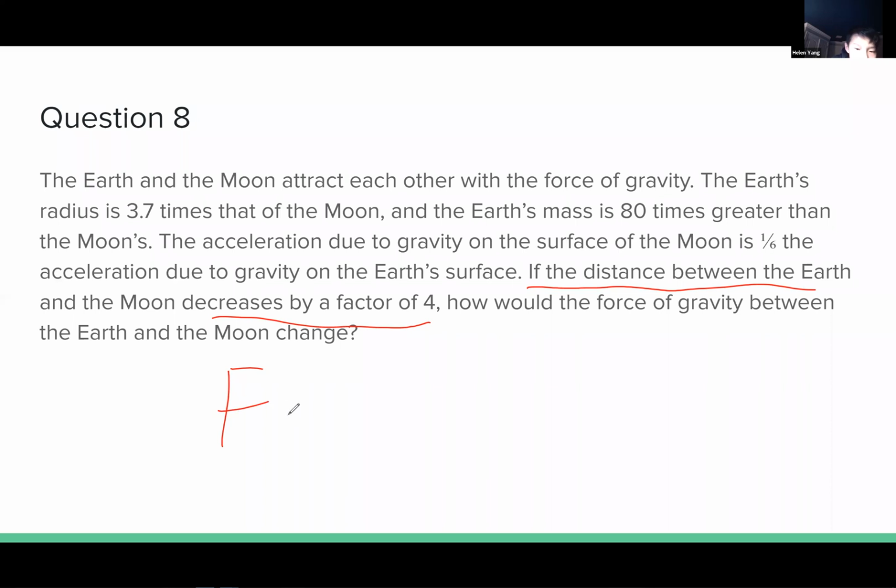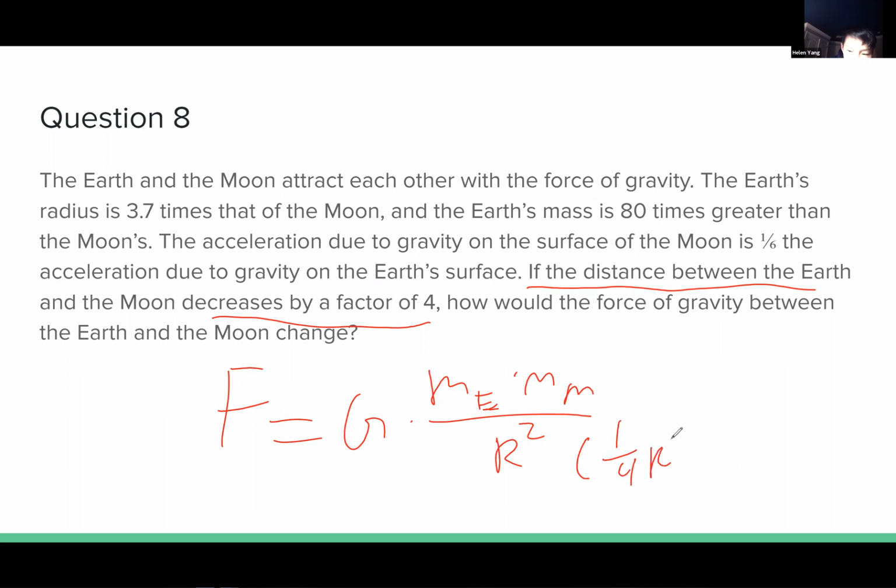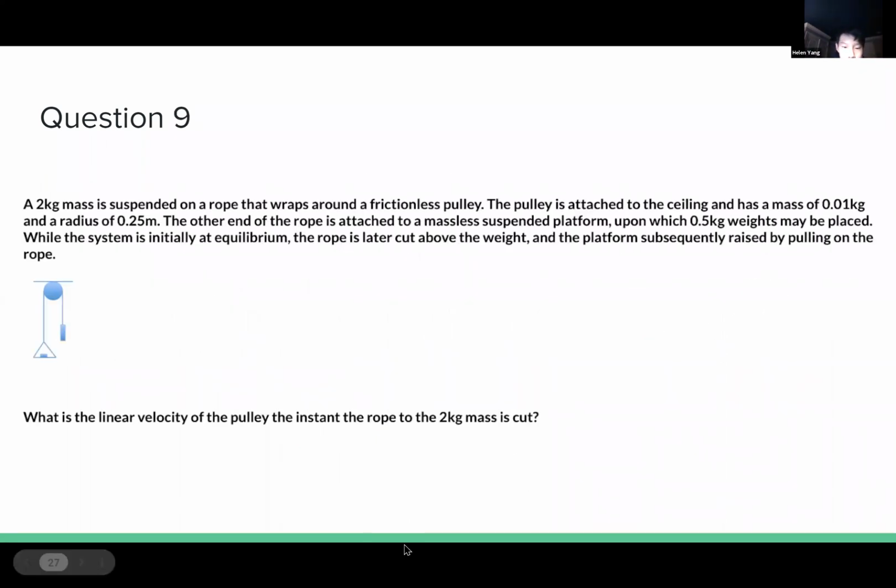So you write force is equal to G times M Earth times M Moon divided by R squared. So if the distance was decreased to 1/4, it would be 1/4 R squared, which is 1/16 R squared. So the force would increase by a factor of 16. Okay, so here's question 9.